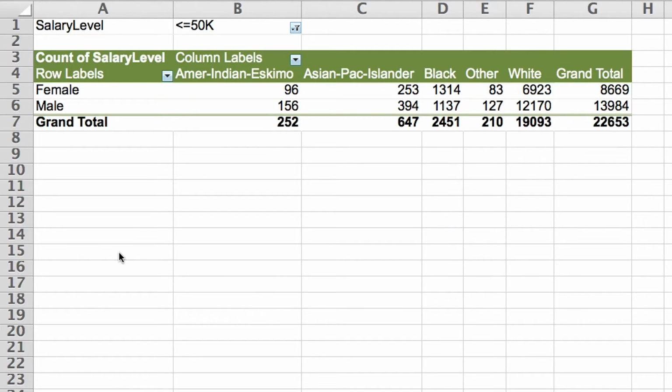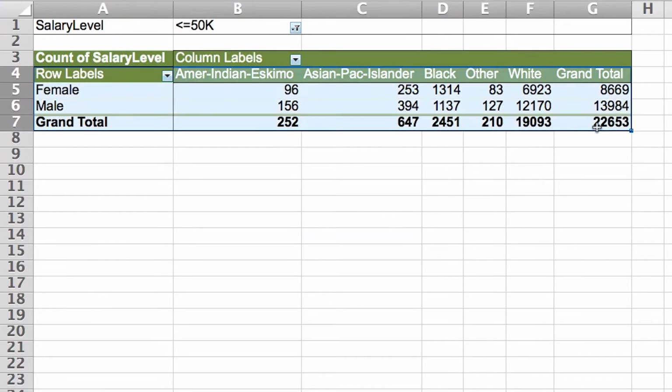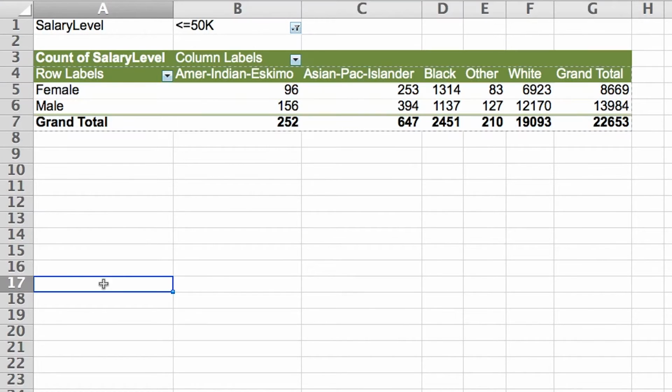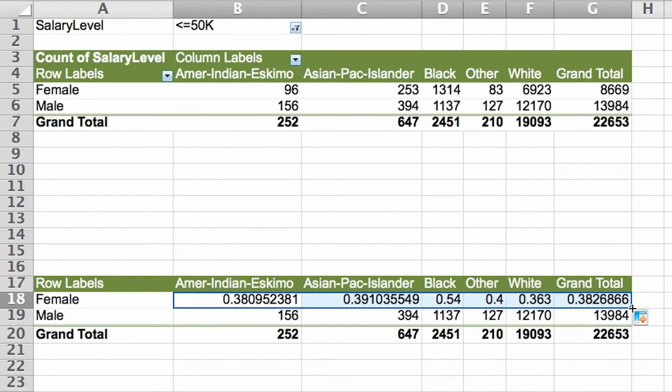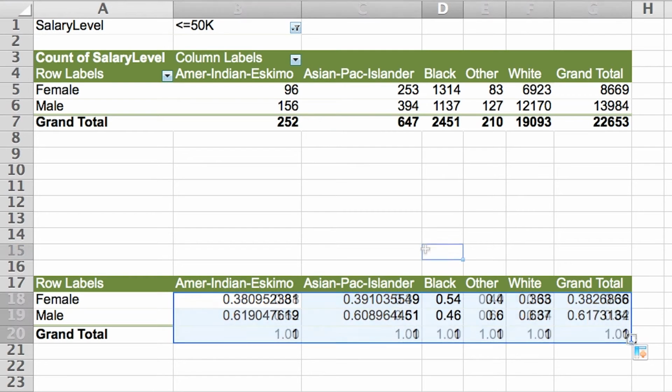What I'm going to do is to look at proportions. So I'll copy some of these things over and paste it. What I'll do is to replace this number by its column-wise proportion. So I have 96 divided by 252. I'll keep that part constant, of course, and I will drag it across and then down.